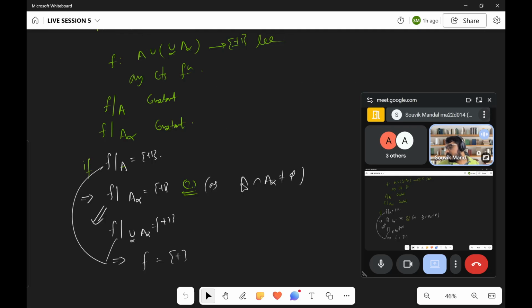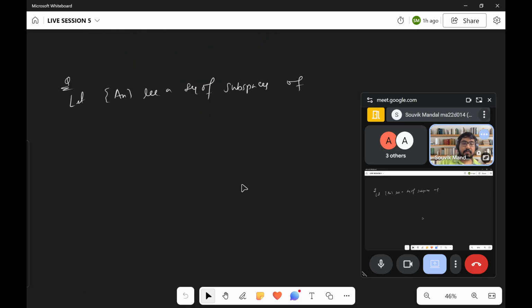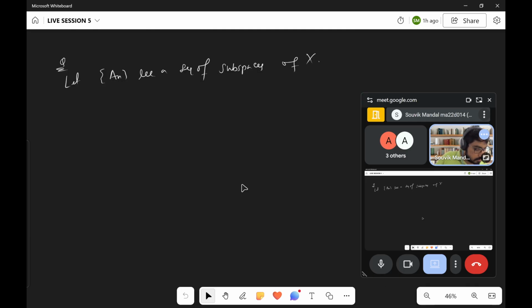So similarly, there is another problem. The question is that: let A_n be a sequence of subspaces of X, let me write it down, such that A_n intersection A_(n+1) is non-empty for all n. Show that the union of A_n is connected.